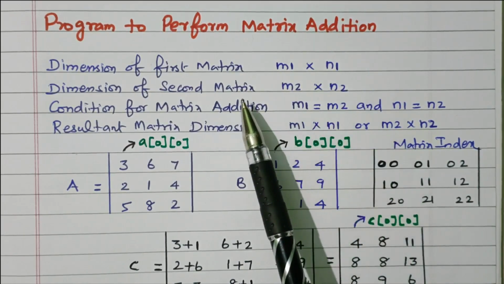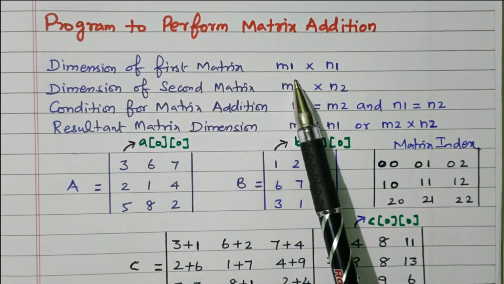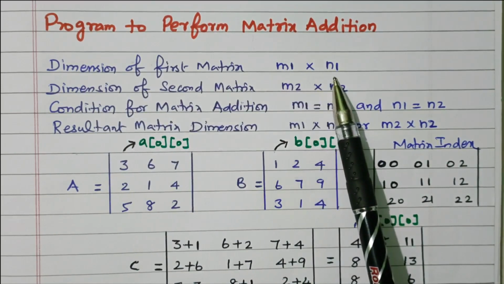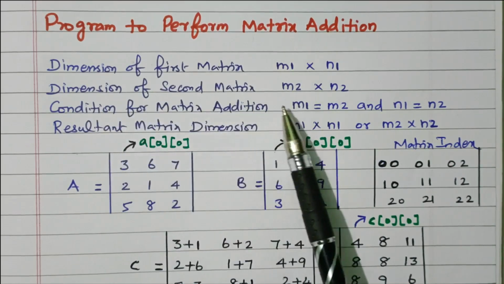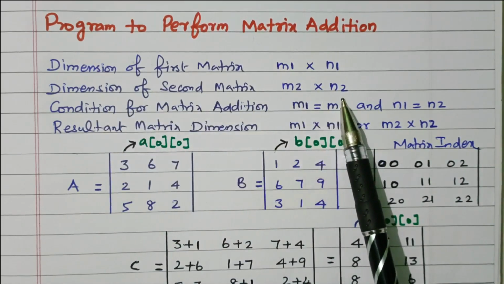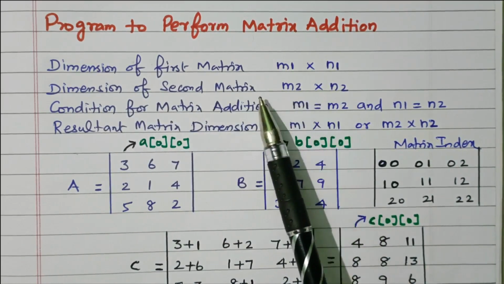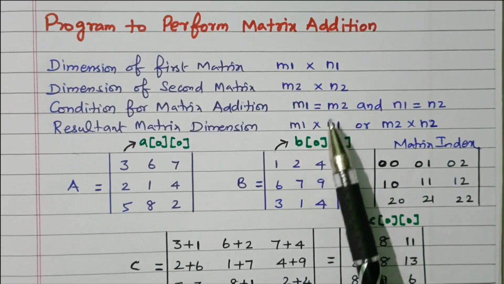Now we'll see the matrix details. Dimension of the first matrix, m1 into n1. That is, m1 is the row size, n1 is the column size. Similarly, dimension of the second matrix, m2 into n2. m2 is the row size, n2 is the column size. Right? So we have two matrices, m1 into n1, m2 into n2.